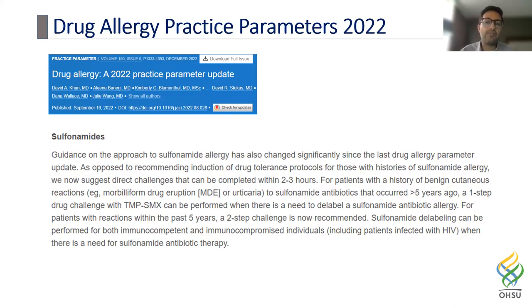I think the wording is very strong in the sense that we should be doing this a lot more. We've learned a lot from the penicillin story that's happened over the past decade, but we should really be relating that over to sulfonamide allergies as well. And again, if you look for sulfonamide allergy, you will find plenty, and you'll have plenty of opportunities to do simple drug challenges, no skin testing, nothing else, to really help these populations.